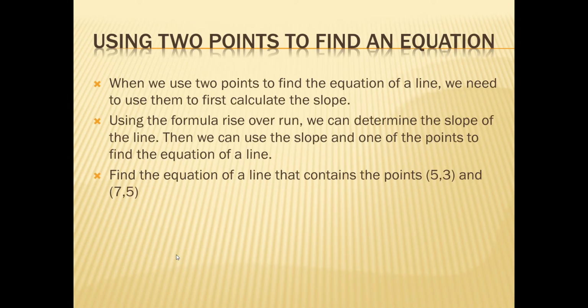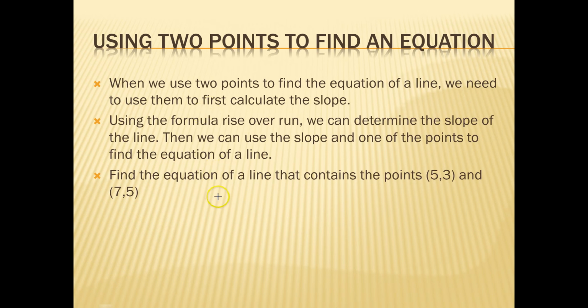When we use 2 points to find the equation of a line, we need them to first calculate the slope. Using the formula rise over run, we can determine the slope of the line. Then we can use the slope and one of the points to find the equation of the line. Find the equation of the line that contains the points 5, 3 and 7, 5.